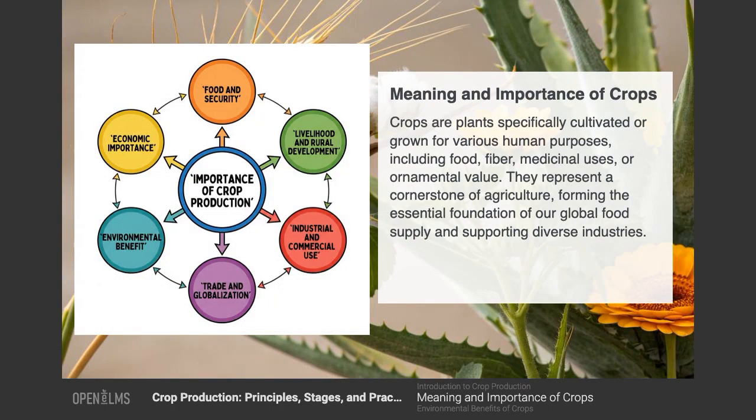Meaning and importance of crops. Crops are plants specifically cultivated or grown for various human purposes, including food, fiber, medicinal uses, or ornamental value. They represent a cornerstone of agriculture, forming the essential foundation of our global food supply and supporting diverse industries.